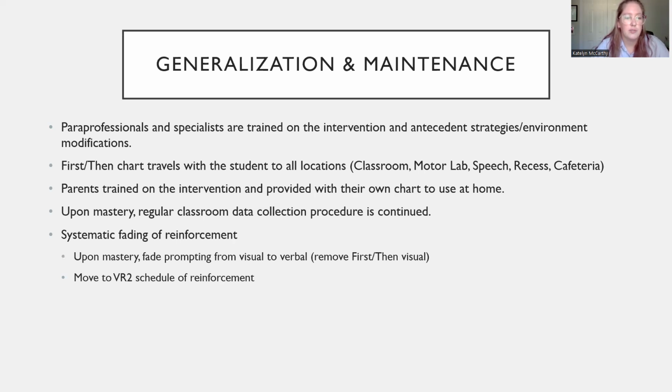There's already partial interval recording procedures for all the students right now, so they'll just continue to take that same data. And then eventually, upon mastery, there will be a systematic fading of reinforcement. So we will fade prompting from visual to verbal by removing the first then visual. Staff can just say first work, then play. And we can move to an FR2 schedule of reinforcement, just to get him used to doing more work before getting that free time.